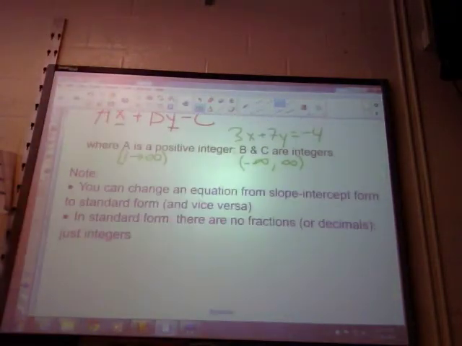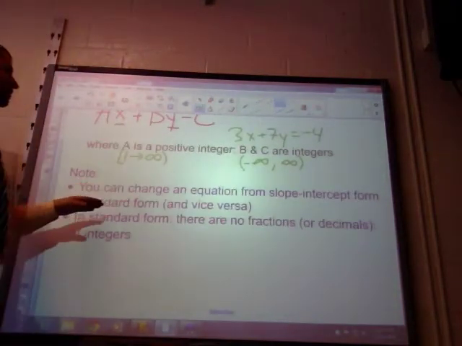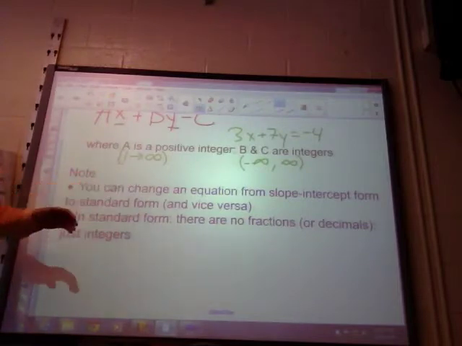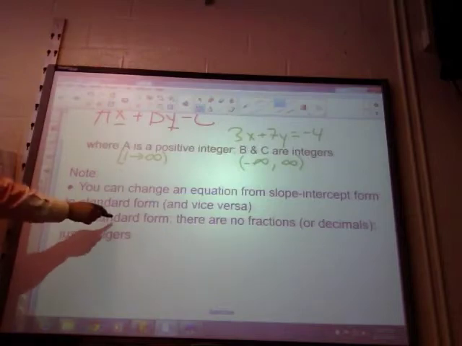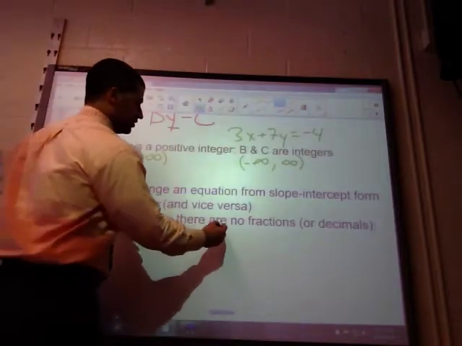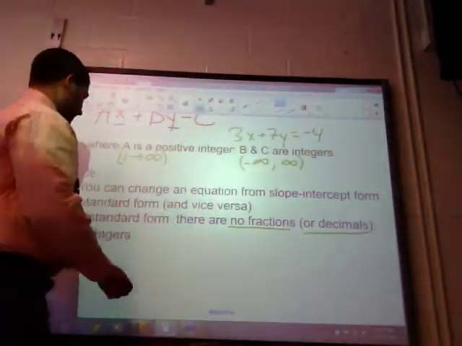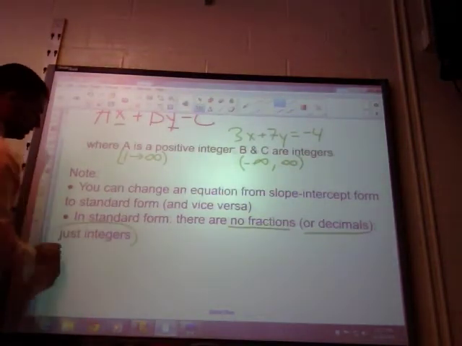So a couple of things. You can change from slope-intercept form to standard form or standard form to slope-intercept. It doesn't work with point-slope form. Also, there are no fractions, no decimals, only integers.